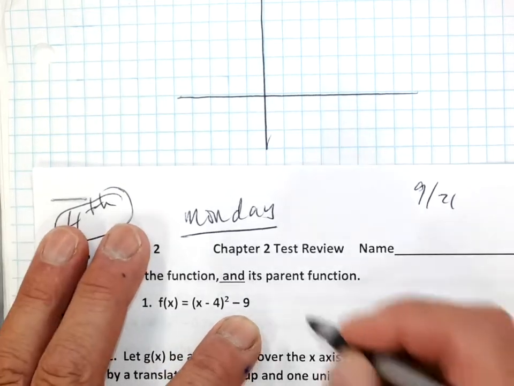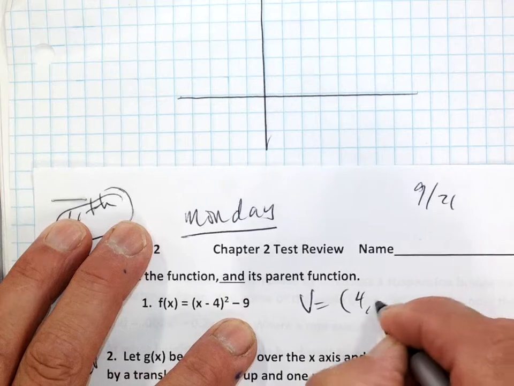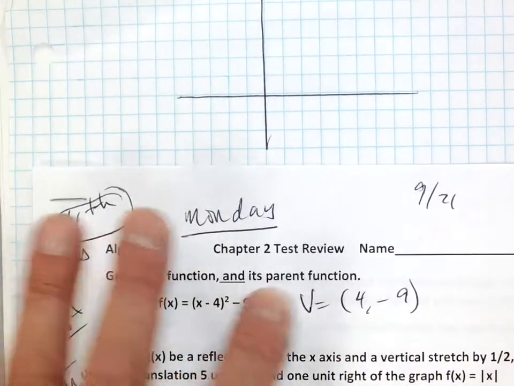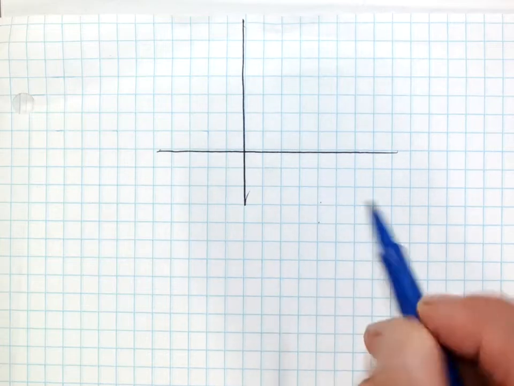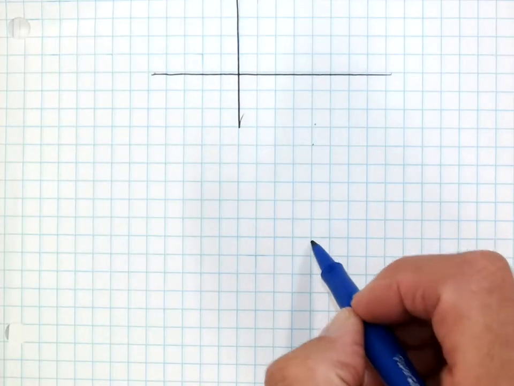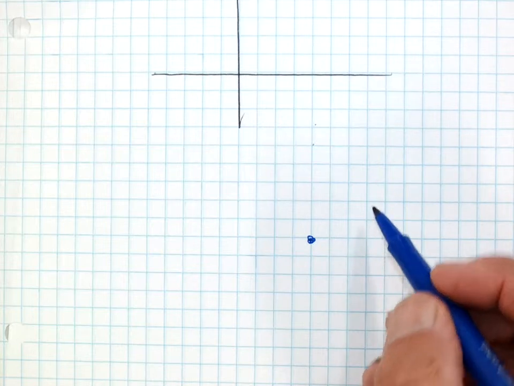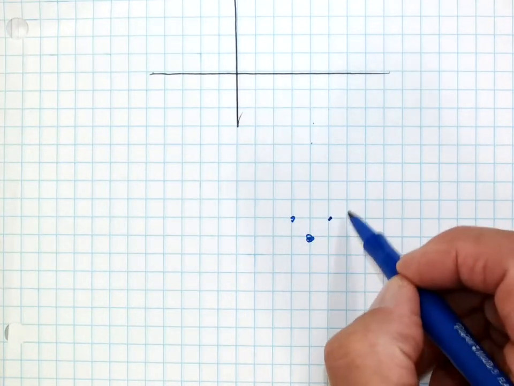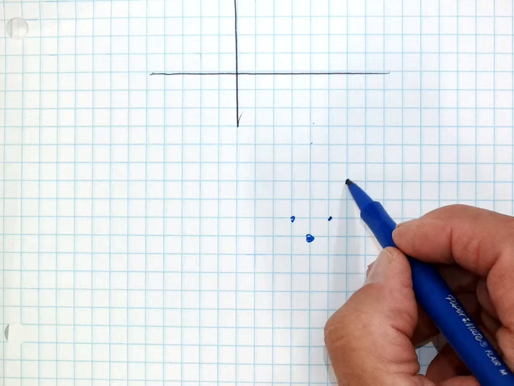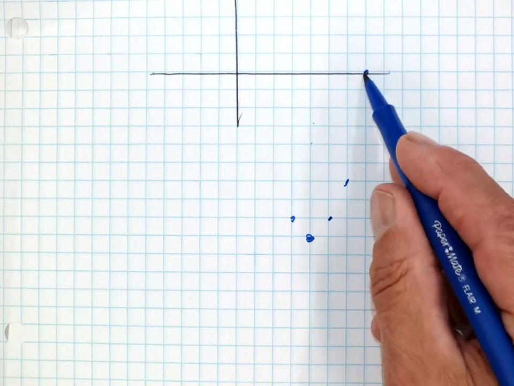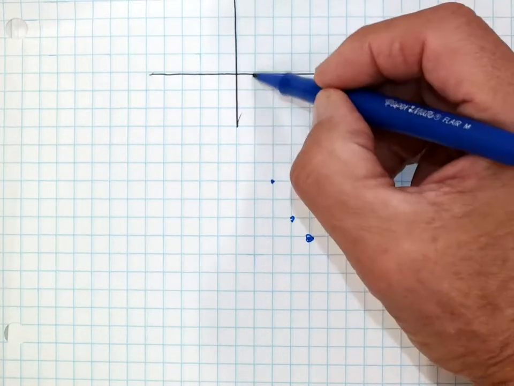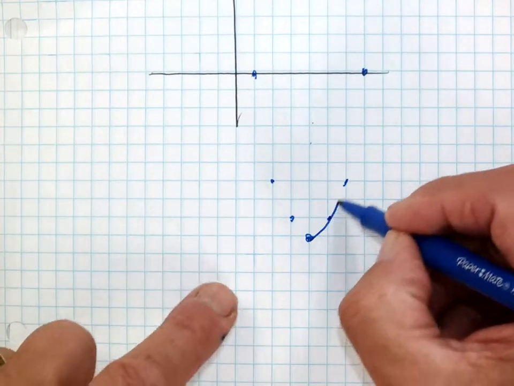Okay, so I know my vertex is at 4, negative 9. So I'm going to graph that. I'm going to go to 4, negative 9. Okay, 4. 1, 2, 3, 4. 1, 2, 3, 4. 5, 6, 7, 8, 9. It's way down here. I can go 1, 1, 1, 2, 2 squared is 4: 1, 2, 3, 4. 1, 2, 3, 3 squared is 9: 1, 2, 3, 4, 5, 6, 7, 8, 9. It's symmetrical. We know that. There is my function.